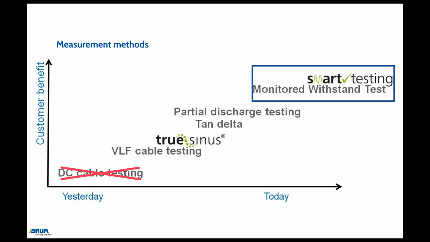The current state of the art permits a protective test with simultaneous diagnostics plus a well-founded, predictive statement about the condition of the cable. Bauer technology covers every measurement method from VLF cable testing through tan delta and partial discharge testing to monitored withstand testing. The market-leading True Sinus technology, developed by Bauer, provides a precise basis for significant and reproducible cable tests or condition evaluations based upon tan delta or partial discharge testing, even for simultaneous measurements such as MWT or full MWT.